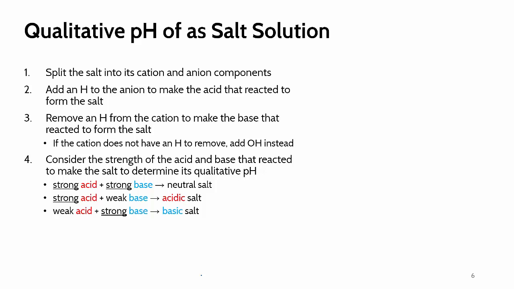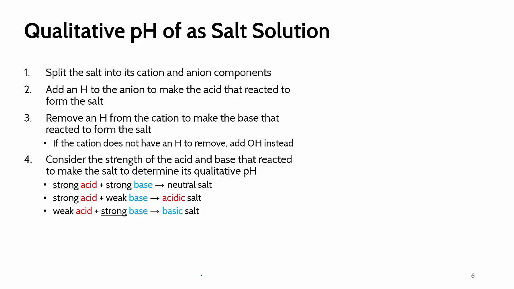Sometimes you'll have a cation that doesn't have a hydrogen to remove. In that case, instead add OH to the cation. Then, once you have your acid and base that reacted together to make the salt, consider the strength of those acids and bases. If you have a strong acid and a strong base that reacted together, then the salt that they form would be neutral. If you have a strong acid with a weak base, then the salt will be acidic, whereas if you have a weak acid with a strong base, the salt will be basic.